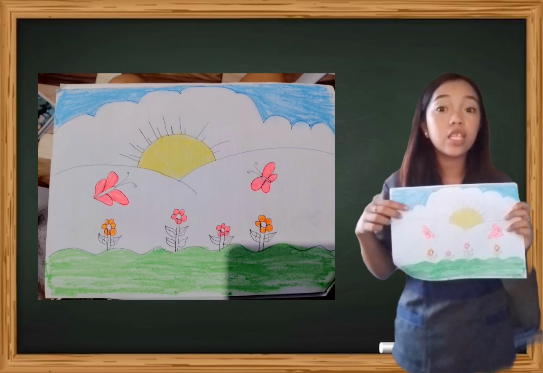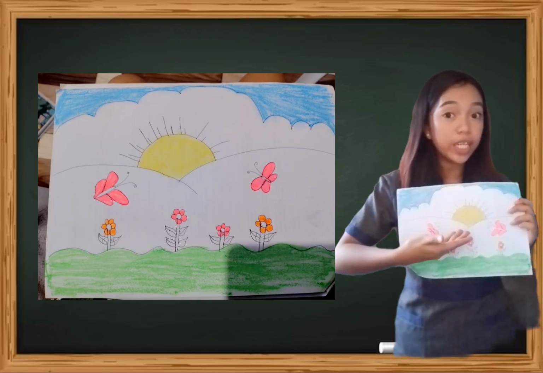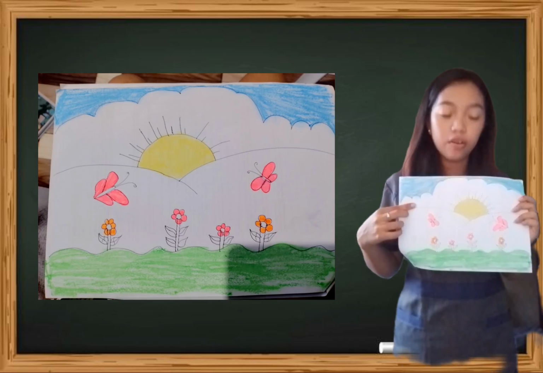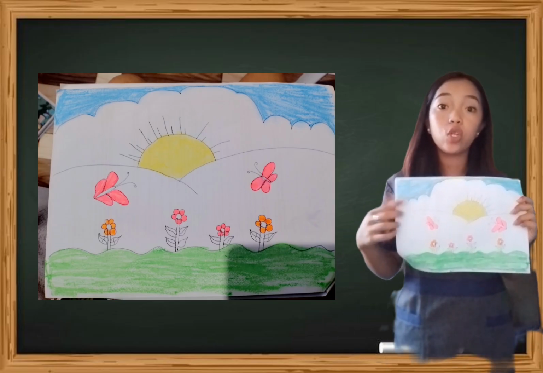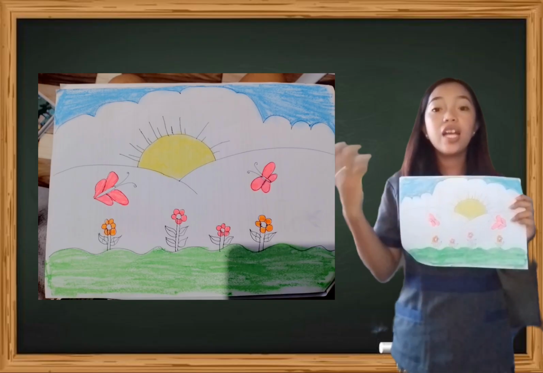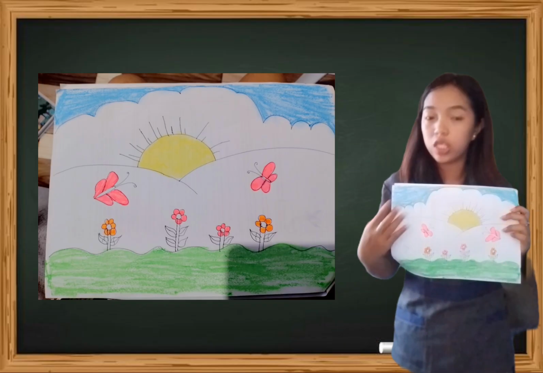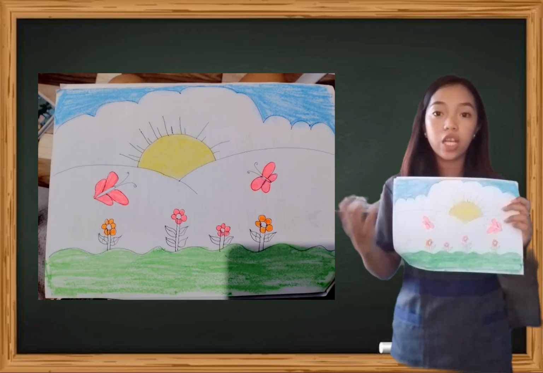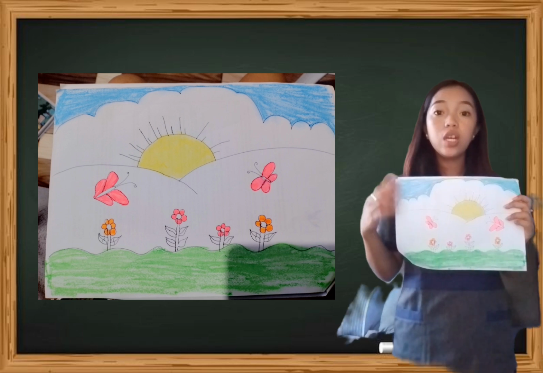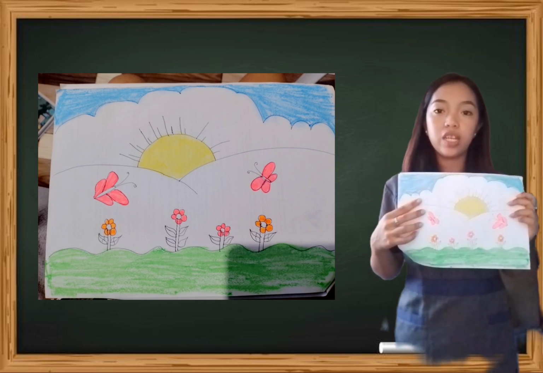Now, look at the shapes. I use circles for the sun and the centers of the flowers. And I use other shapes to create the butterfly and different parts of my garden. I also added textures. For example, I use short lines to make the grass look textured and other details on the tree to make it look like a rough surface.